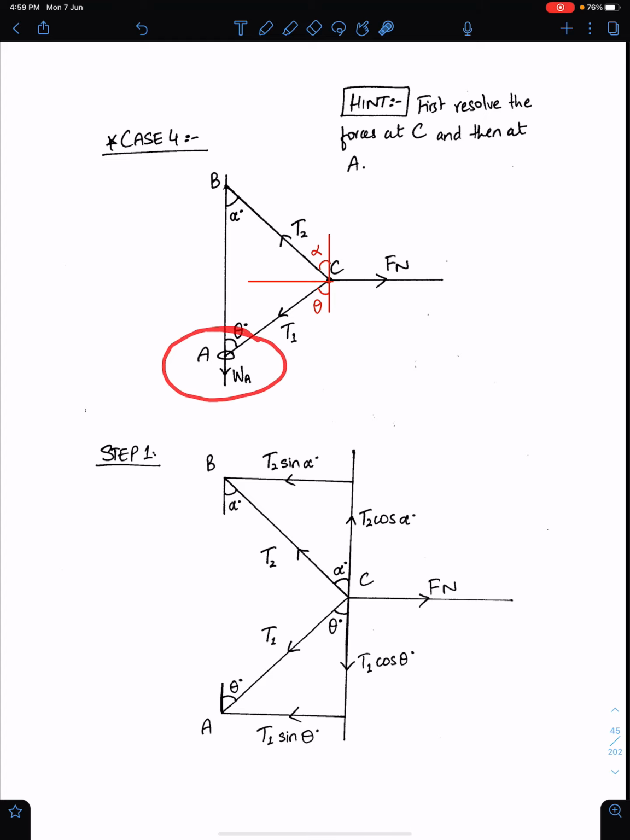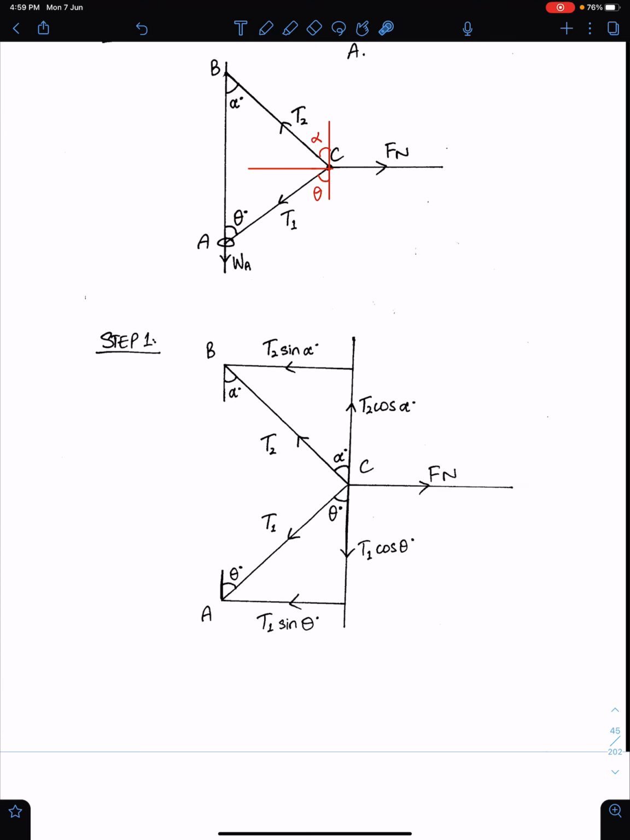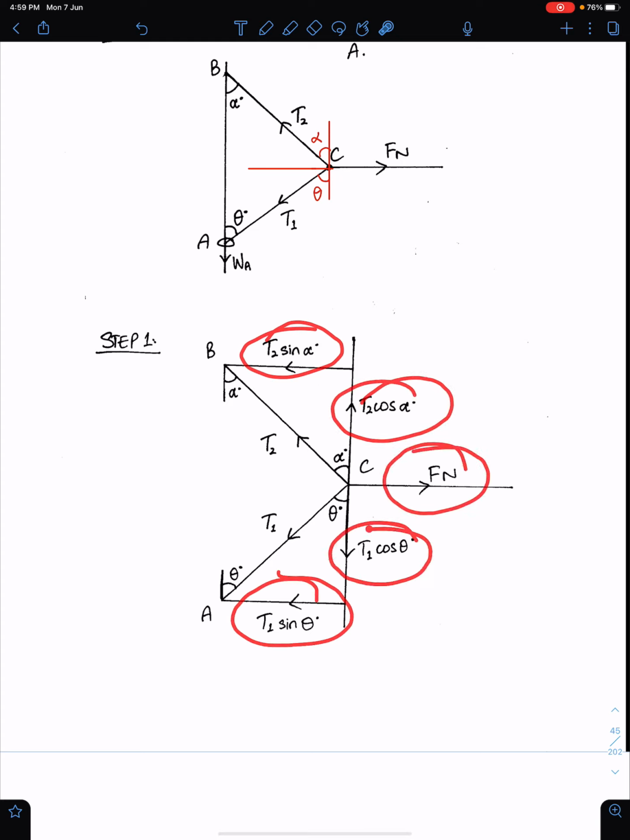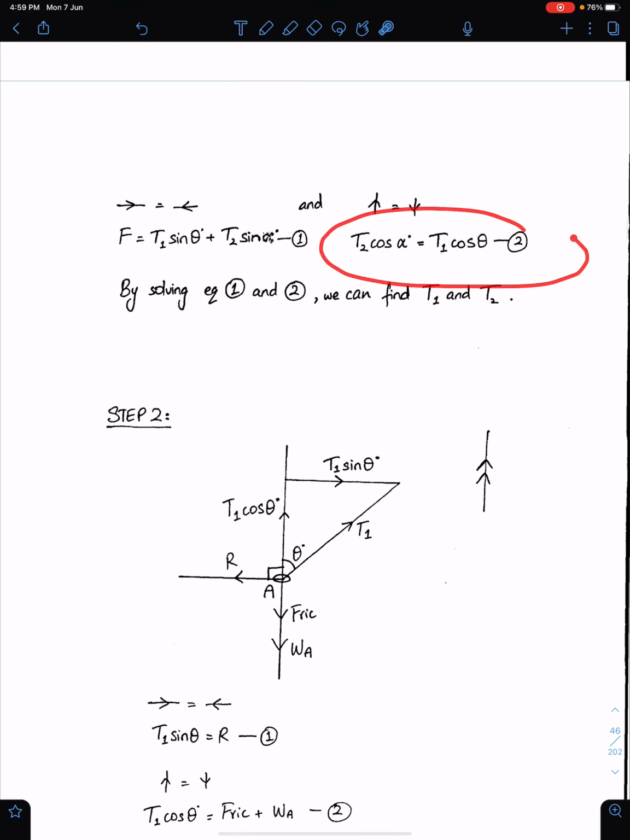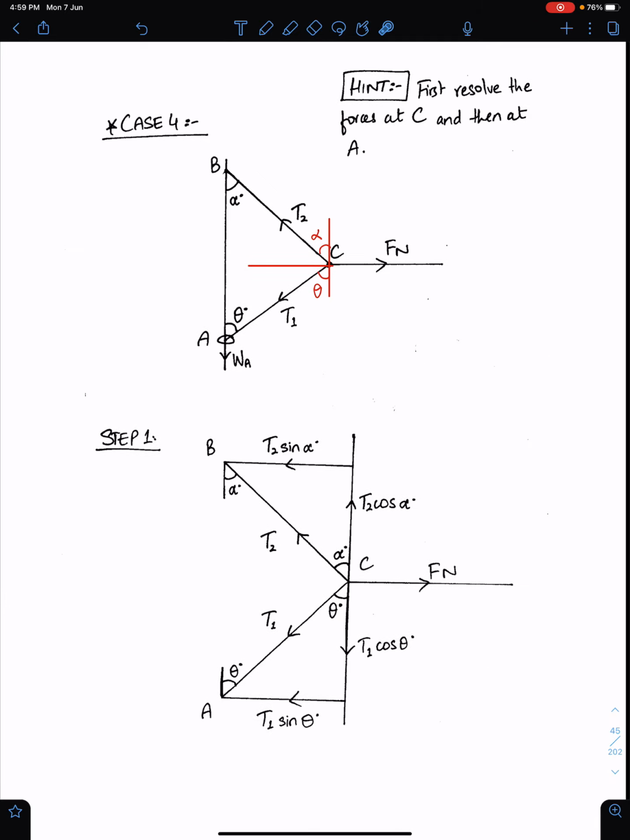Then you need to resolve forces at A. Here you need to just equate the horizontal components and vertical components. So this plus this is equal to F. This plus this, in fact, this is equal to this. Vertical balance, horizontal are also balanced. So by solving these two equations, you can get T1 and T2. Check this in here. This and this is equal to F, and these two are equal. This is also an important situation.